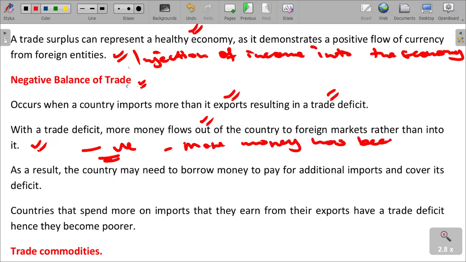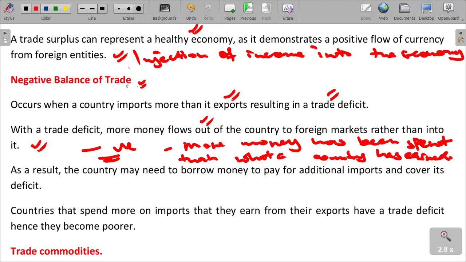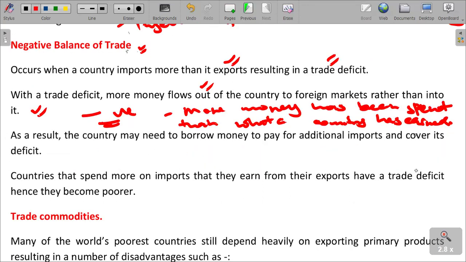More money has been spent versus what a country has earned. So it means it's negative. More money has been spent than what a country has earned, then we have a negative. We are having a deficit.